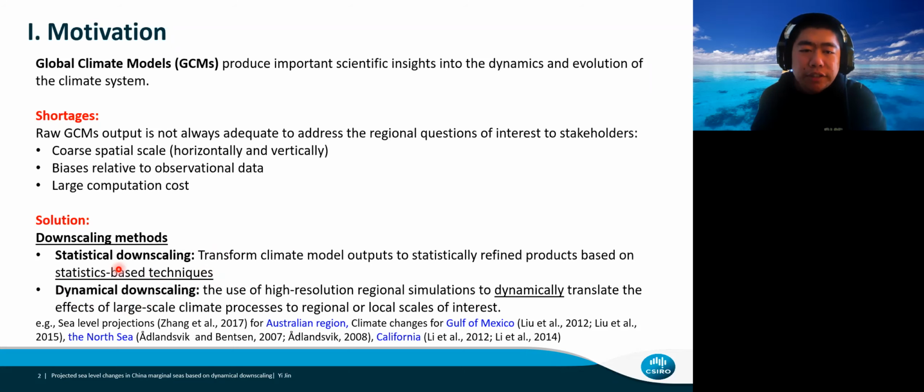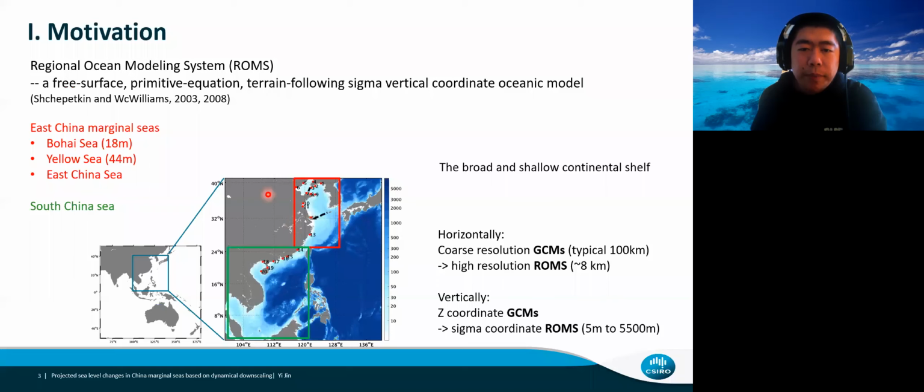And dynamical downscaling has been applied in many regions for future projection. However, few works have been done in the China Marginal Sea. So in this work, we focus on the sea level projection in the China Marginal Sea based on ROMS. And the China Marginal Sea here includes the East China Marginal Sea in the red box and the South China Sea in the green box.